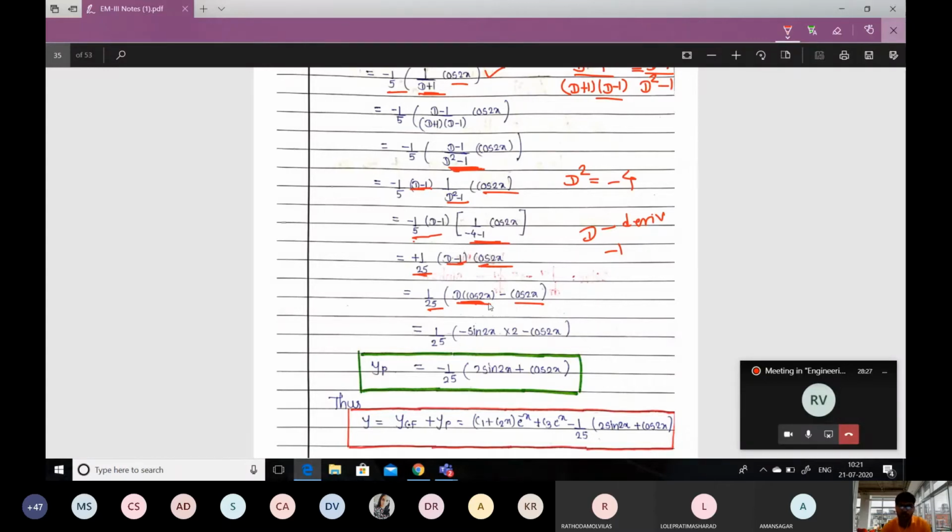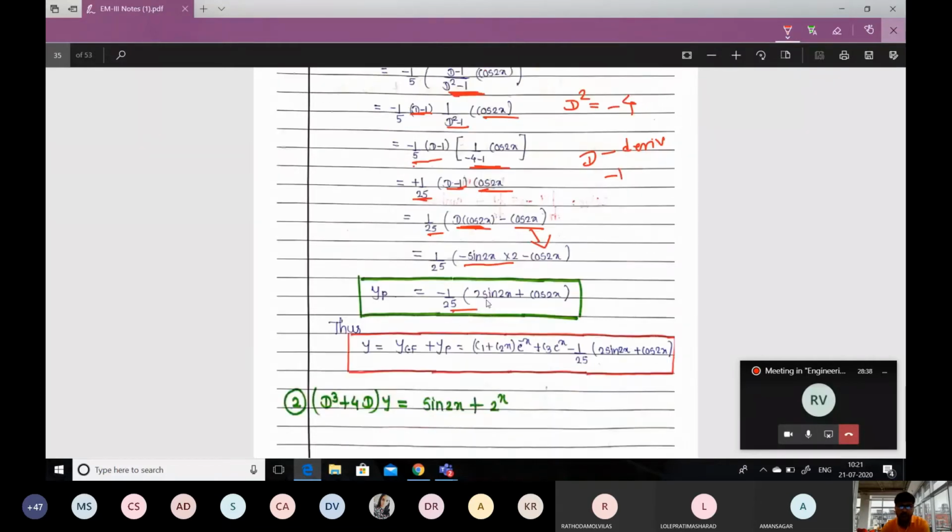So just what is the derivative of cos 2x? It is simply minus 2 times sin 2x, and this cos 2x as it is. So take the minus sign common, so we get minus 1 by 25. In bracket we get 2 sin 2x, and corresponding to this we get cos 2x.